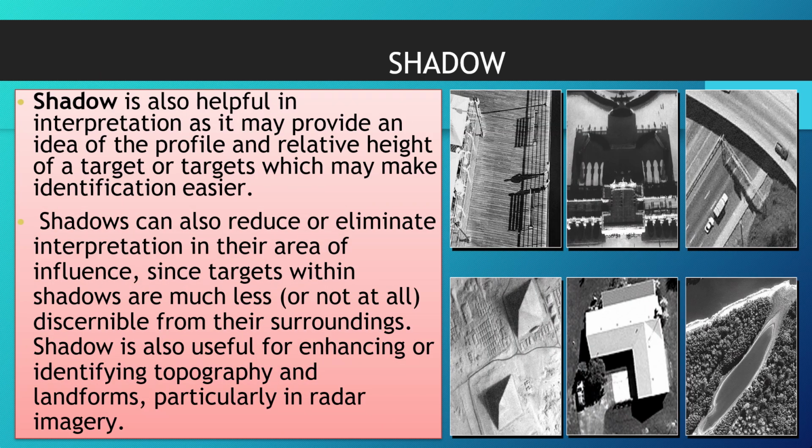An additional key element in image interpretation is shadow. Shadows help identify the shape, profile, and relative height of objects, making tall features like buildings, towers, or trees easier to recognize. However, shadows can also hide details because objects within shadowed areas may become unclear. At the same time, shadows are very useful for highlighting terrain features and landforms, especially in radar imagery.